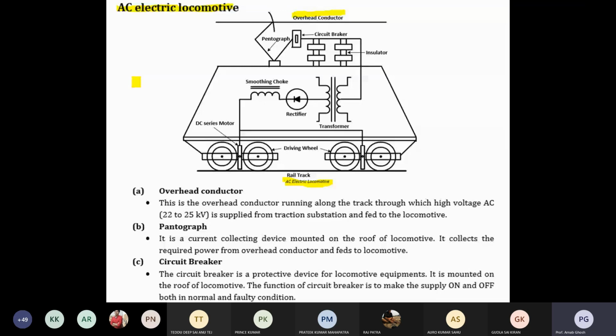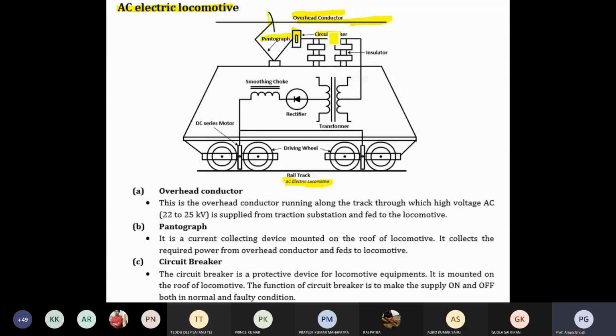So the overhead conductor is in contact with the pantograph. It is the pantograph, a Z shape concept. Then after the pantograph comes the circuit breaker. What type of circuit breaker are we using? Initially, air blast circuit breakers were used. After that, vacuum circuit breakers.